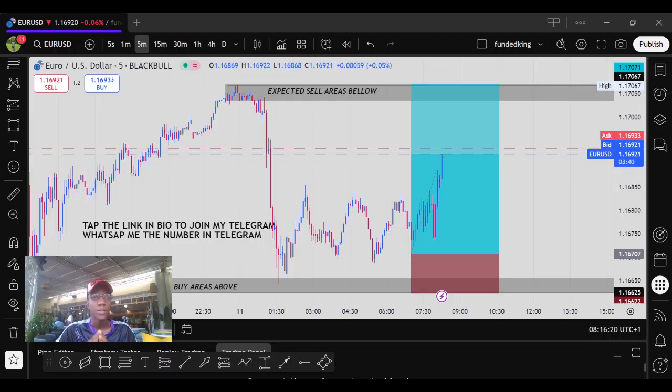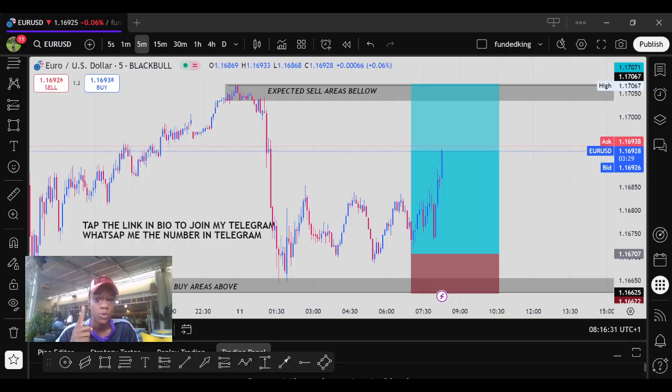Whoever trades with a standard lot size, one lot size like this on gold, with 100 pips, you are making only $1,000. But if you trade with one standard lot size on Euro USD and you hit 100 pips, you are going to make $10,000 for 100 pips.